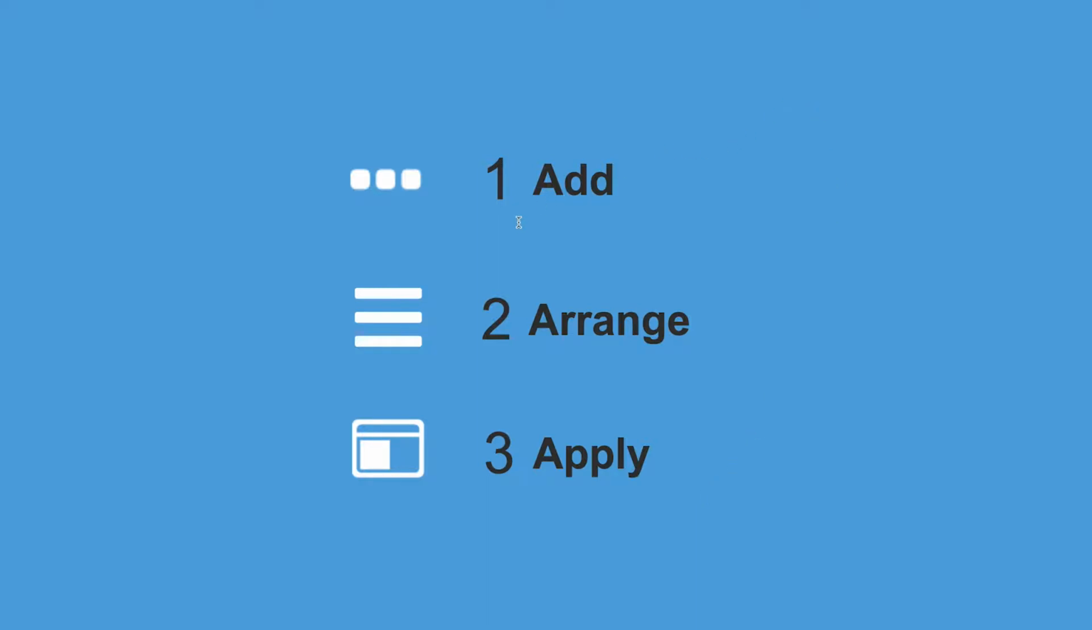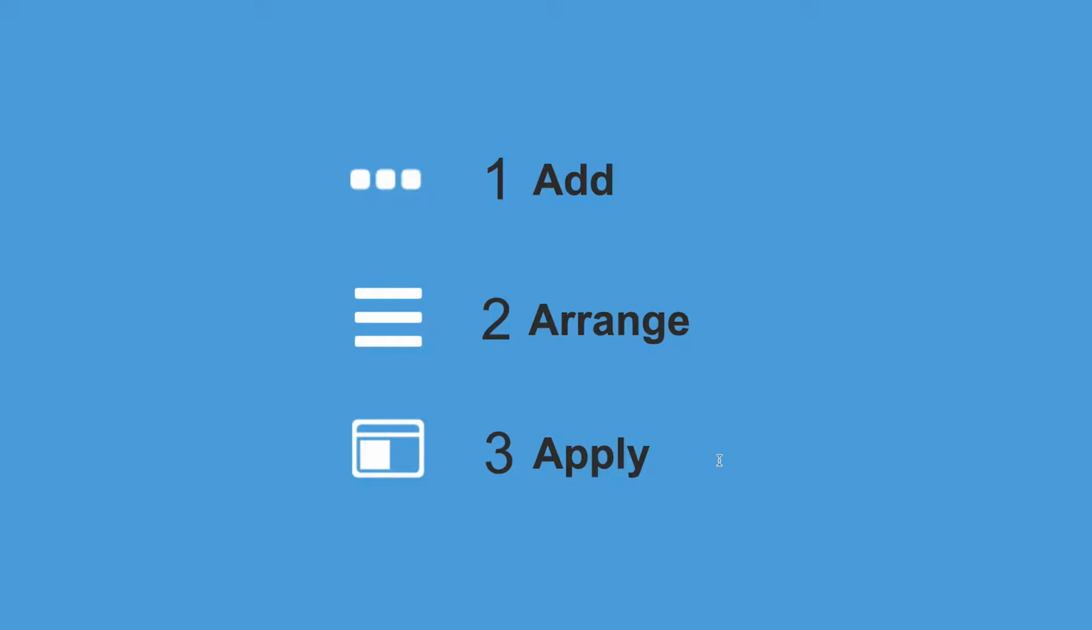In the first step, add, we're going to add fields to a custom layout if the custom layout already exists, or if it doesn't, we're going to add a brand new custom layout. So first step is add. Then we're going to arrange what we've added. So we're going to arrange the fields we've added and the tabs on the record types that we're adjusting. Okay, and that third step is apply.